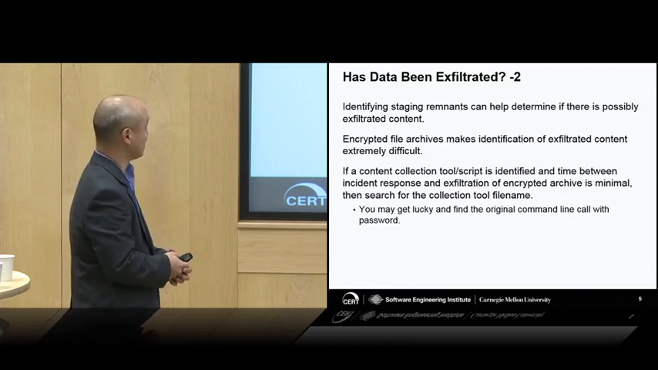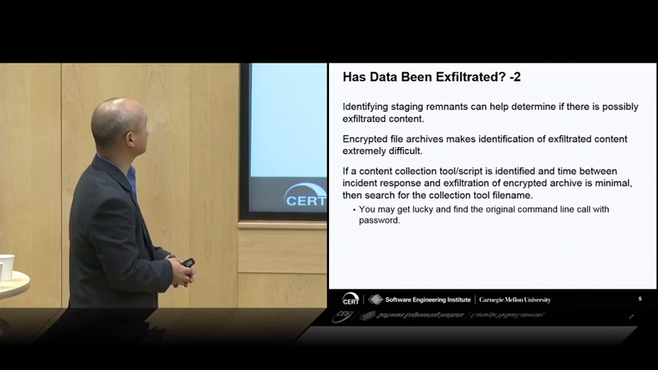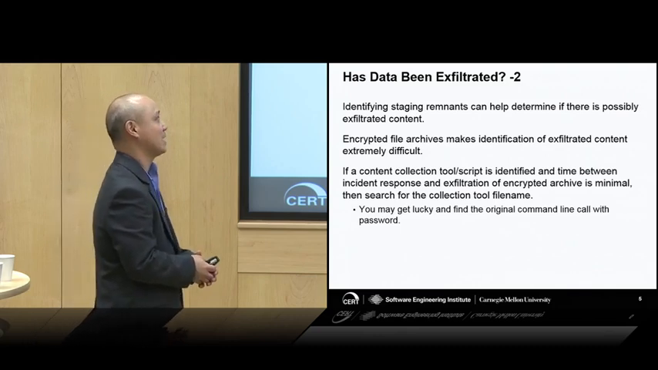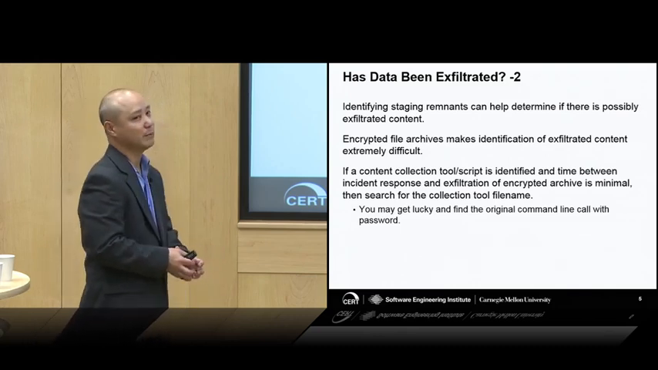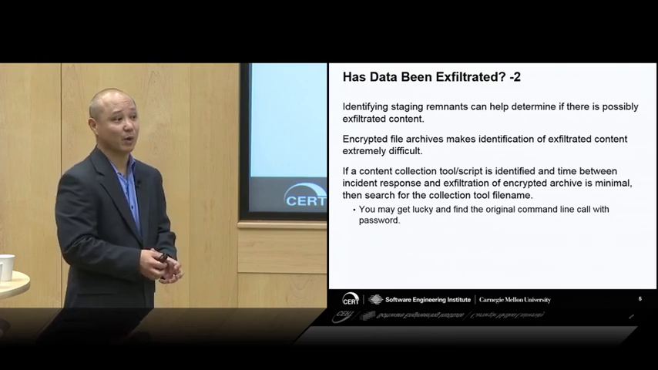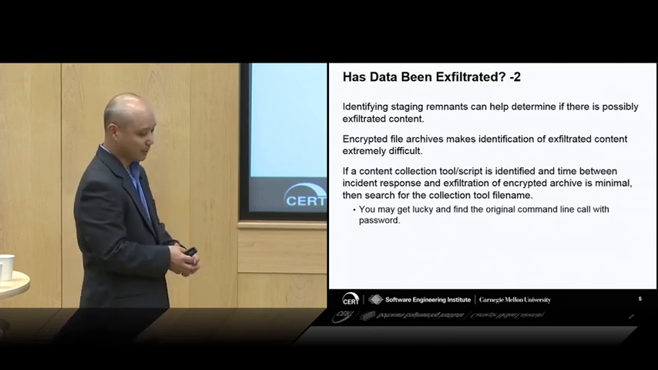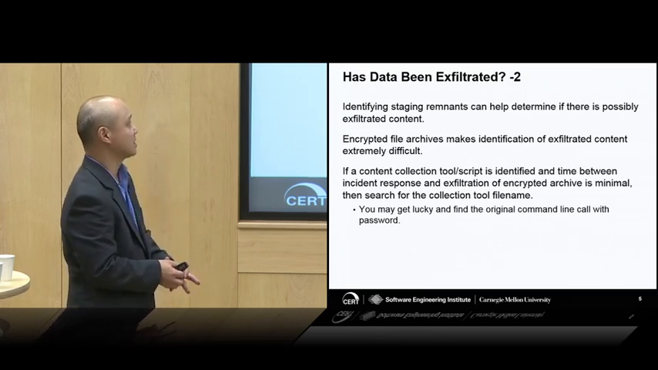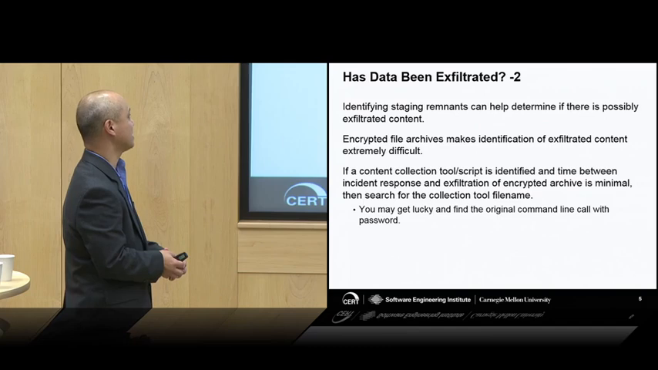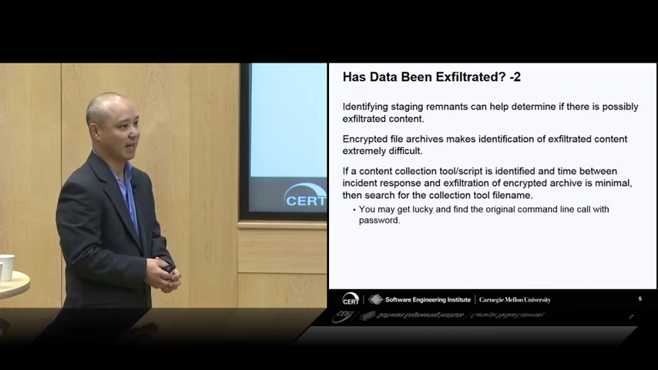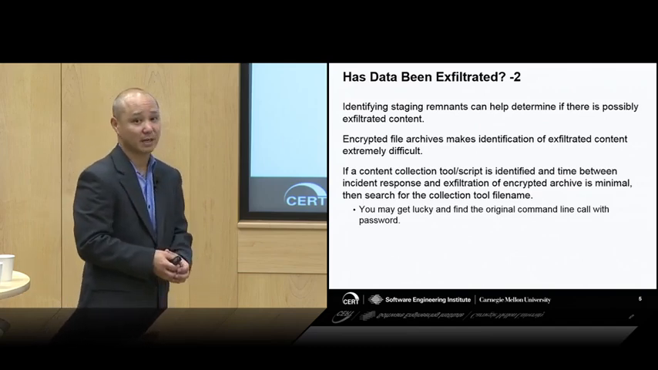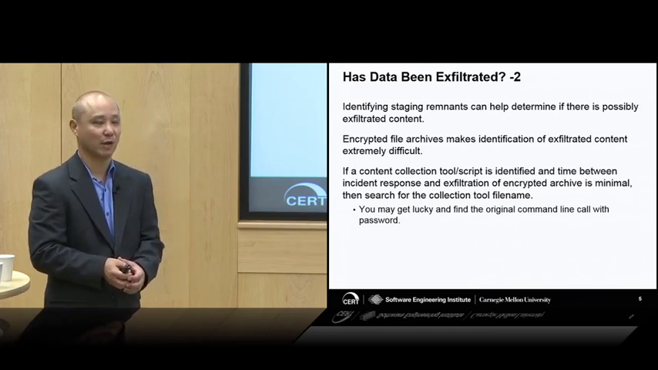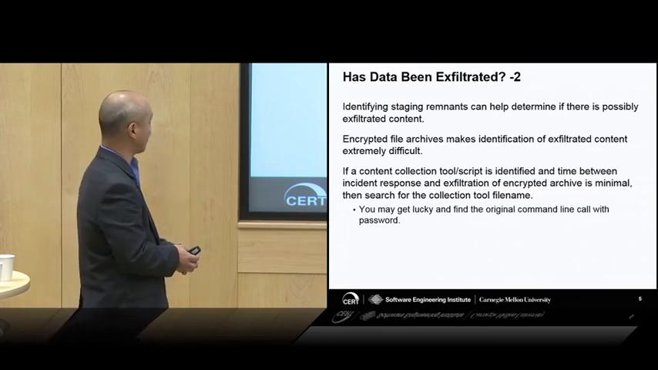Encrypted file archives make identification of exfiltrated content extremely difficult because you have to know what they used to encrypt it. There are programs out there that help with that, but generally speaking, once they've been encrypted, you just pretty much know the size of that encryption. You don't even know the true size because if they zipped it to begin with, you don't know what all is inside the actual encrypted package.